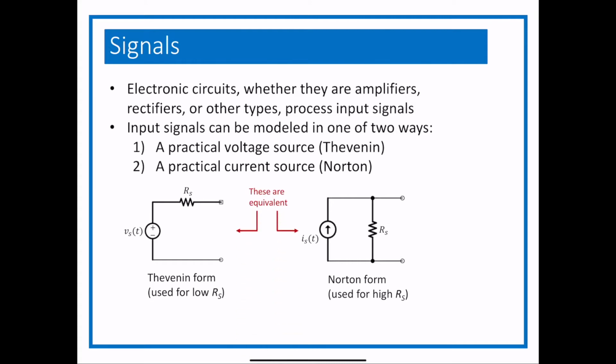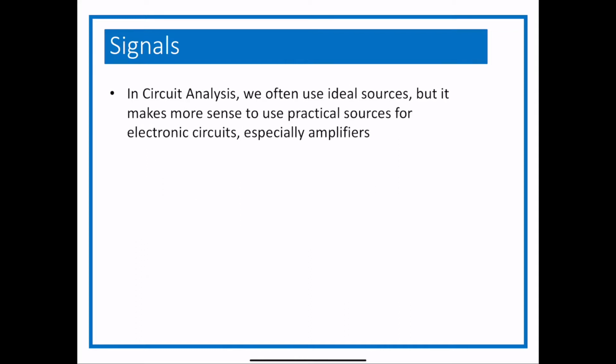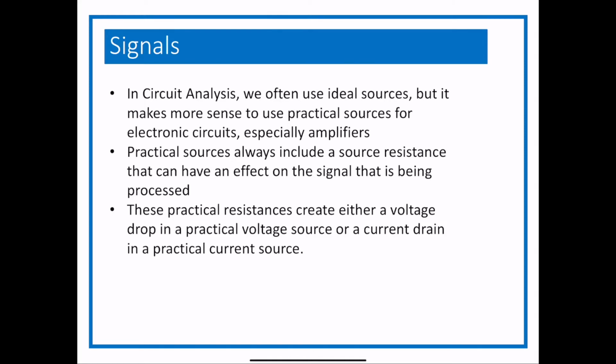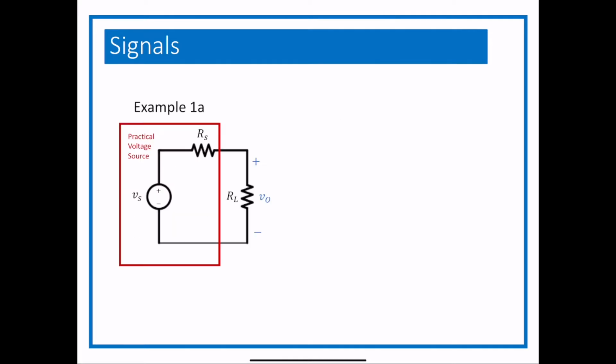In circuit analysis, we generally deal with ideal sources, but in electronic circuits, it makes more sense to use practical sources. Ideal sources have no series resistance or parallel resistance, but a practical source will always include some type of source resistance, and that can actually have an effect on the signal that's being processed. So that's why we include it, because it's much more realistic than leaving it out. The practical resistances either create a voltage drop in a practical voltage source or a current drain if you've got a practical current source. So let's look at an example.